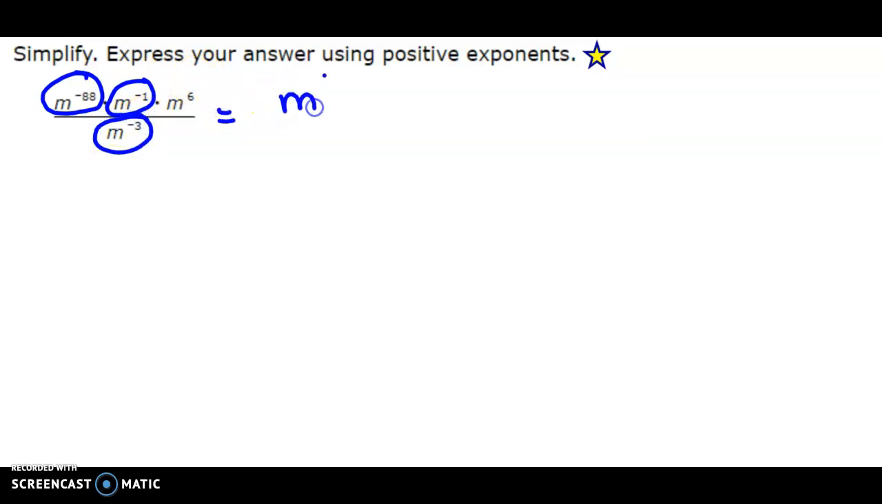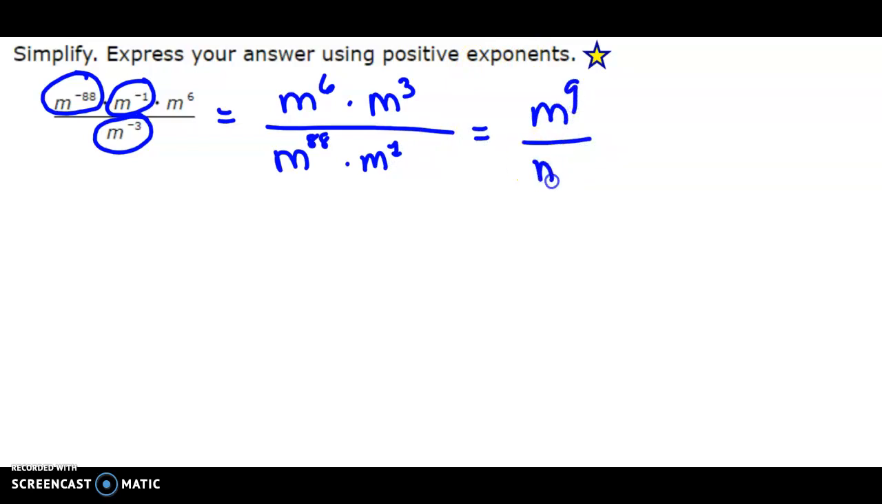So m to the 6th is staying on top. Joining it is going to be m to the 3rd from the bottom. On the bottom, there's nobody that was left over, so joining nobody, or 1, will be m to the 88th and m to the 1st. Now I'm going to simplify the top, m to the 9th, simplify the bottom, m to the 89th, and then I prefer to look at this as if I've got 9 m's on top and 89 on the bottom, that leaves me with 80 more on the bottom than on the top, so m to the 80th and 1 on top.